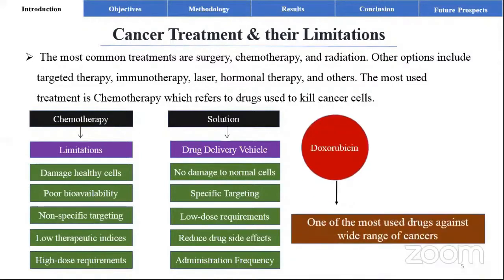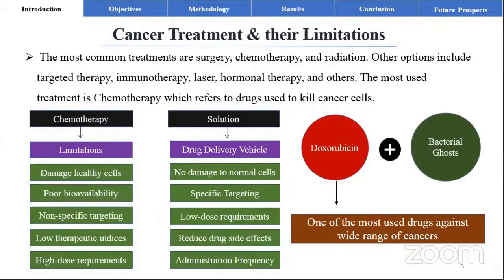The chemotherapeutic drug that we used in our study was doxorubicin, which is one of the most used drugs against a wide range of cancers. And to deliver doxorubicin, the delivery vehicle that we used in our study was bacterial ghost.